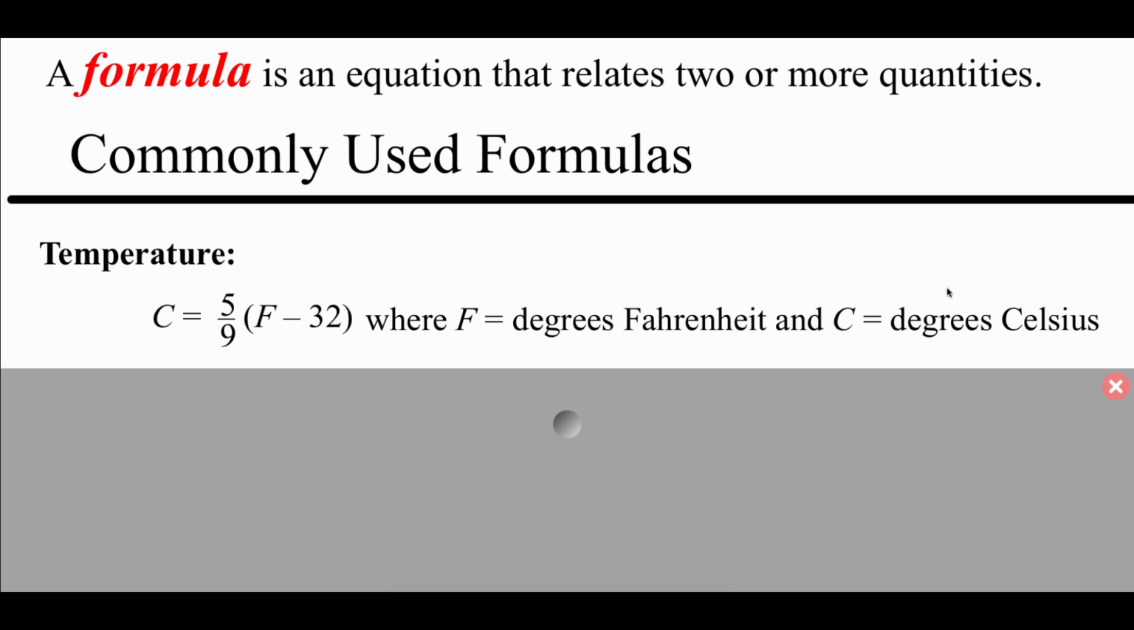The last thing I want to talk about are some formulas. And a formula is an equation that relates two or more quantities together. And I'm going to give you a list of some commonly used formulas. This first one is a temperature formula. It says C equals 5/9 times F minus 32. In this formula, F stands for degrees Fahrenheit and C stands for degrees Celsius. So if you know the Fahrenheit temperature, you can plug that number in for F and you can solve to figure out what the Celsius temperature is.